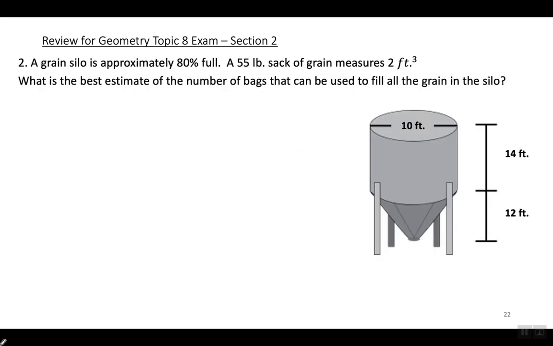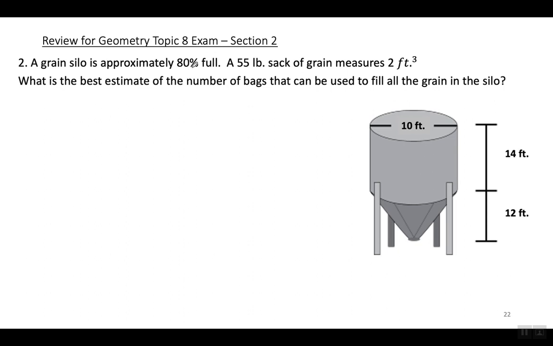All right. Question number 2. A grain silo is approximately 80% full. A 55-pound sack of grain measures 2 cubic feet. What is the best estimate of the number of bags that can be used to fill all the grain in the silo? Okay, so first of all, a grain silo. This is a grain silo. It's this figure here that's holding grain. All right, it's used to hold grain.